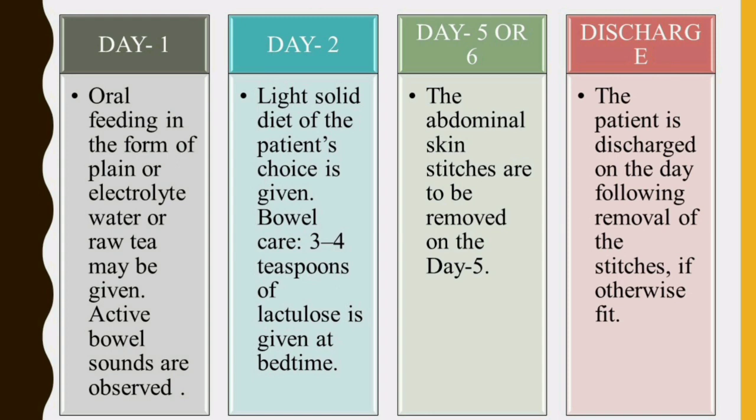On day 2, a light solid diet of the patient's choice is given. Bowel care, 3 to 4 teaspoons of lactulose is given at bedtime. On day 5 or 6, the abdominal skin stitches are to be removed. Discharge: the patient is discharged on the day following the removal of the stitches if otherwise fit.